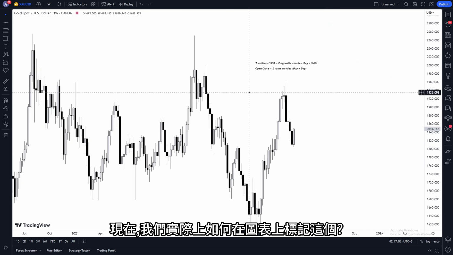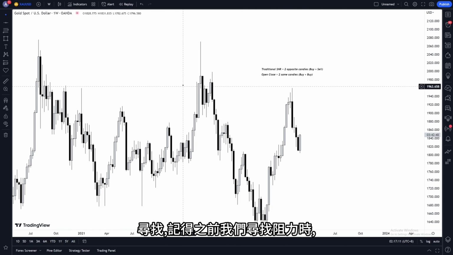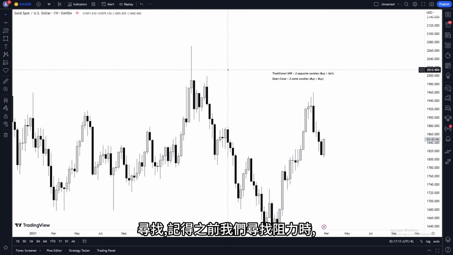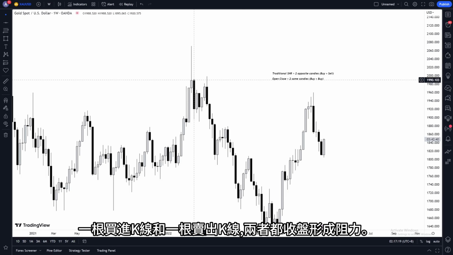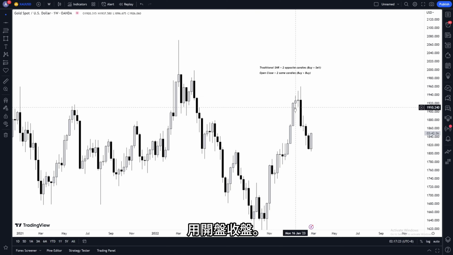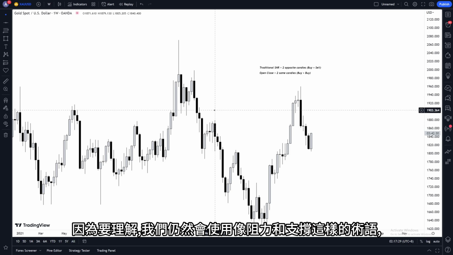Very, very easy. This is the easiest thing ever. Remember how previously when we looked for resistance, and if you haven't watched the previous video, go ahead and check it out, we marked resistance with a buy candle and a sell candle. With open close, let's say we want to look for a sell, a resistance form of open close. We're still going to be using terms like resistance and support because these are different variations of resistance and support.